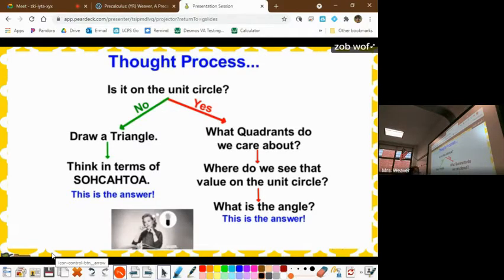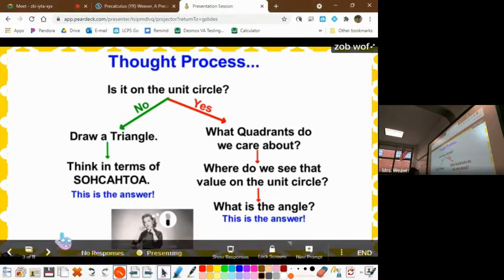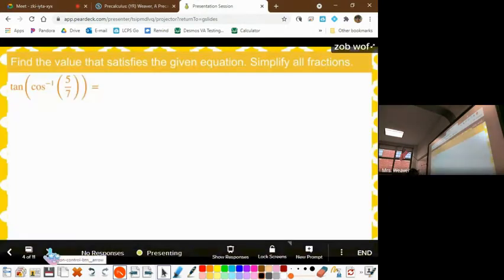And so what do you do if it's not on this unit circle? Our first step will be to draw a triangle. And we'll still have to think about what quadrants our triangle would fall in, okay? And then we're going to think in terms of SOHCAHTOA, or our x, y, and r for our trig functions to figure out the answer that they're asking for. So let's get straight to it. Fun things ahead. Let's give it a try.